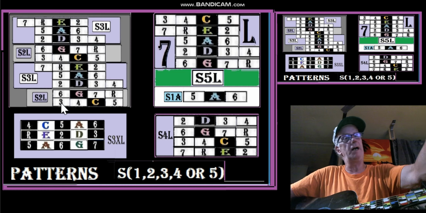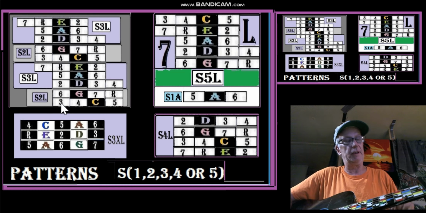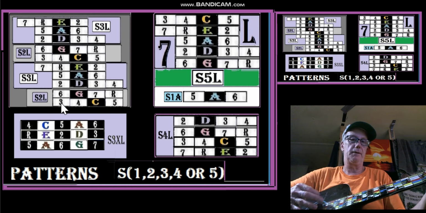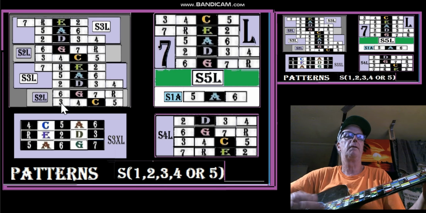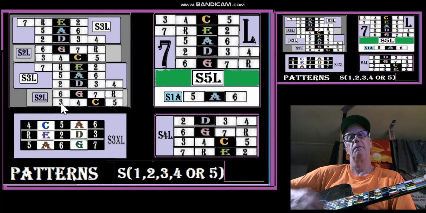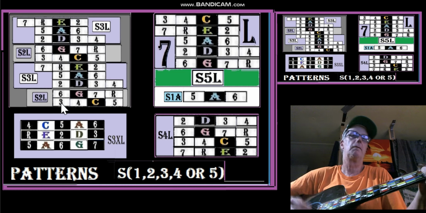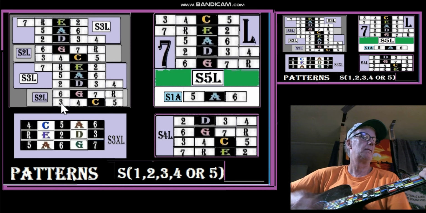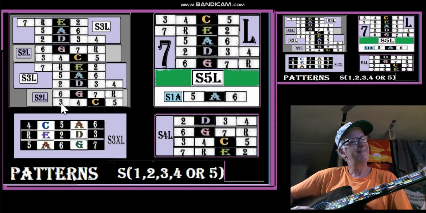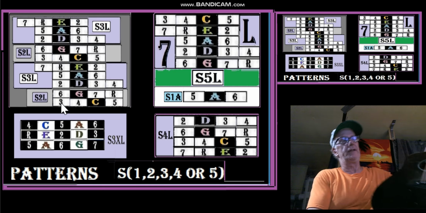Now that F is minor. That's one of my favorite things to play, believe me. I mean, as a piano player, F minor. Okay, I forgot how to do it, but that's what it is.